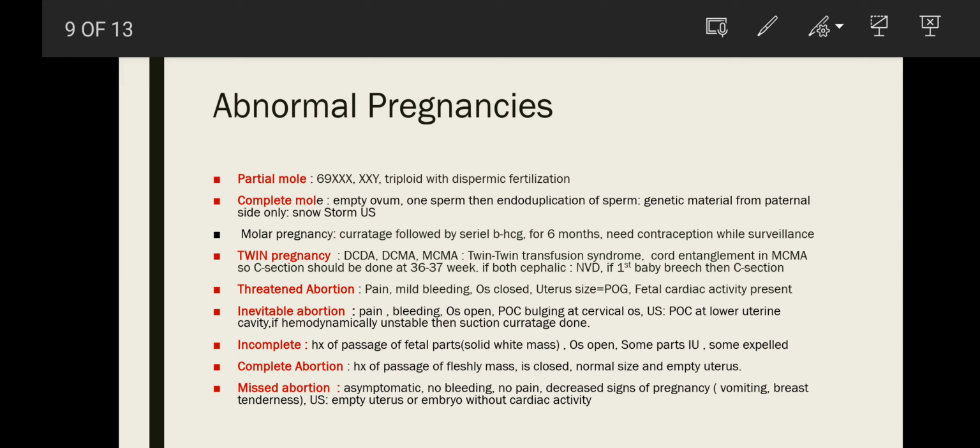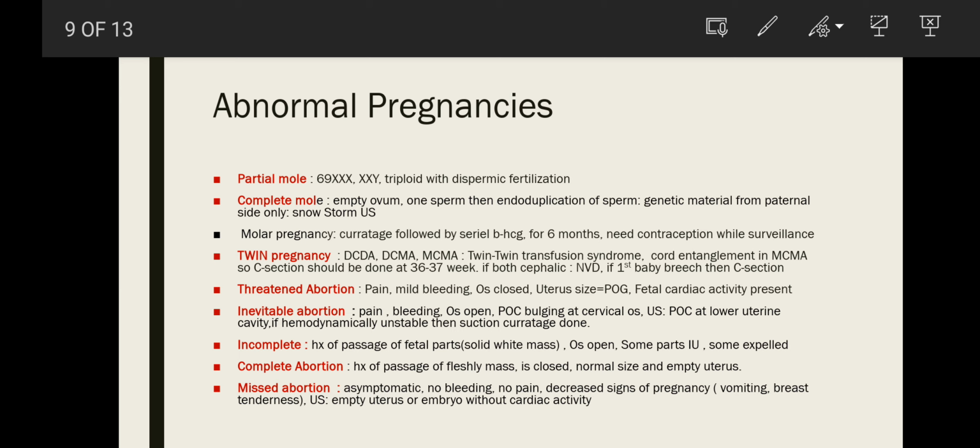And if both fetuses are cephalic, then we can do vaginal delivery. But if the first fetus is breech, then we need to do cesarean, because if the first fetus is breech, there are more chances of complications in vaginal delivery. So we prefer cesarean delivery in case the first child is breech.